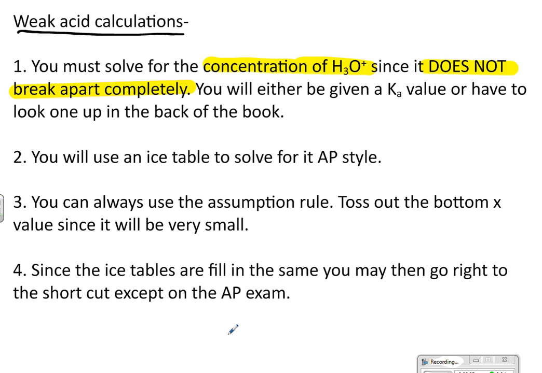If it's an acid problem, you'll be given a Ka. If it's a base problem, you'll be given a Kb. Acid and base problems are done exactly the same, except they have Ka values and Kb values depending on which one you have. Now, you'll either be given a K value in the problem, or if you're doing a homework assignment, in the appendix there's a table in the back of the book.